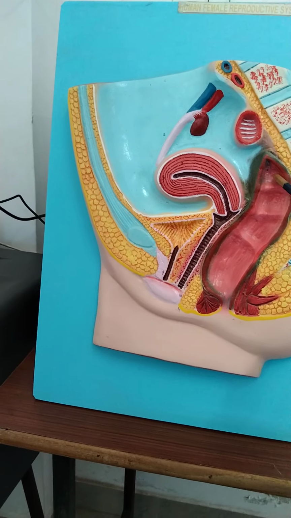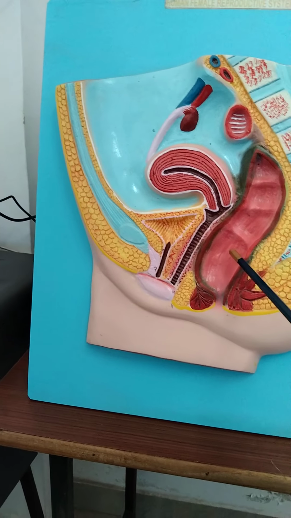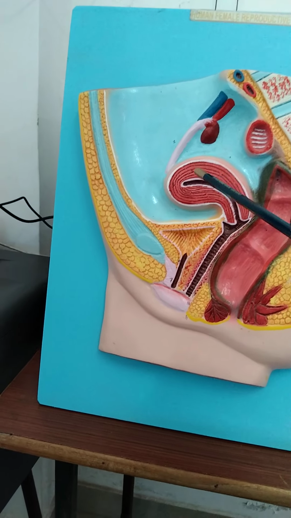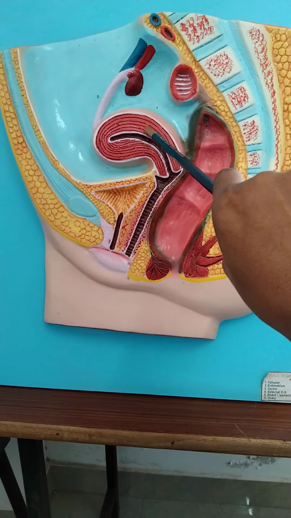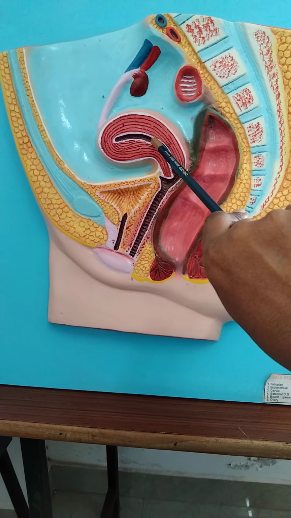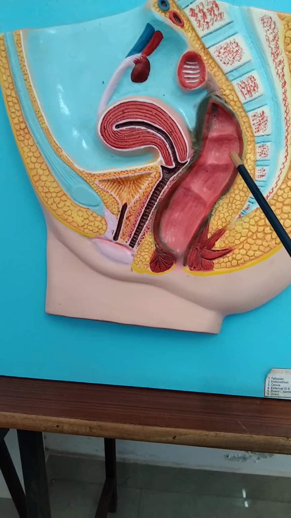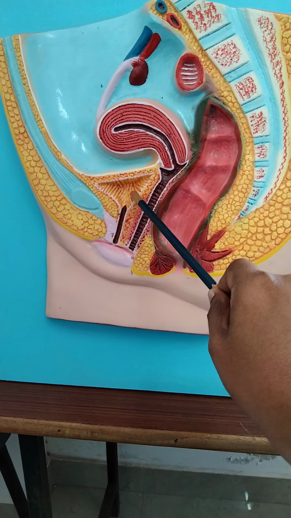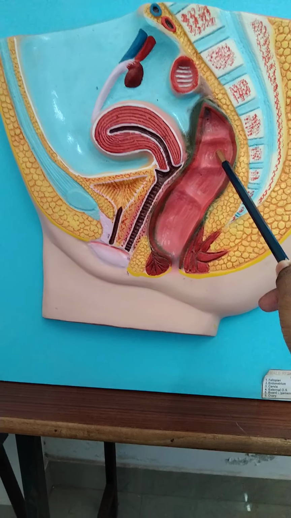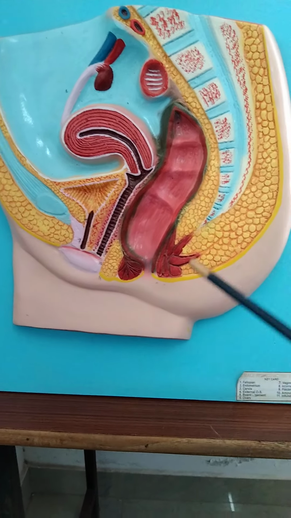Okay, now you can see at the posterior portion we have the rectum. That is why when the uterus is filled with the fetus, or when the fetus grows inside the uterus, it gives pressure onto the urinary bladder and onto the rectum. So this will lead to frequency of micturition and constipation in the mother.